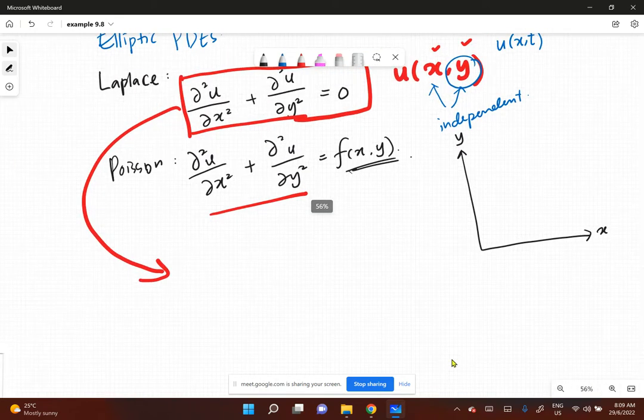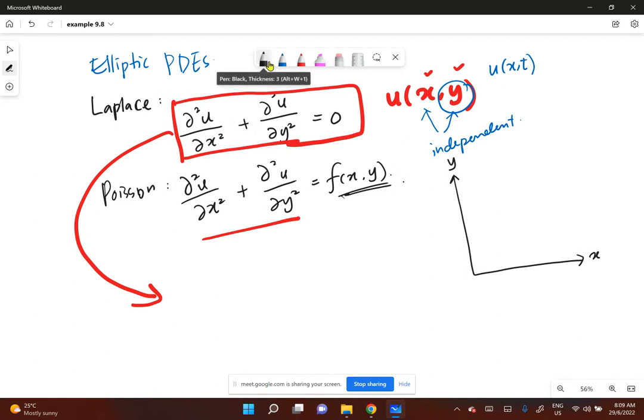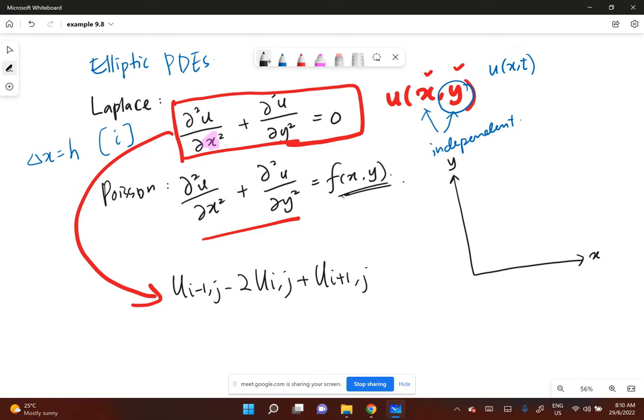Because this is with respect to x, the step size of x is h, and we are going to change the i. So here it will become u i minus 1 j minus 2 u i j plus u i plus 1 j, divided by h square.